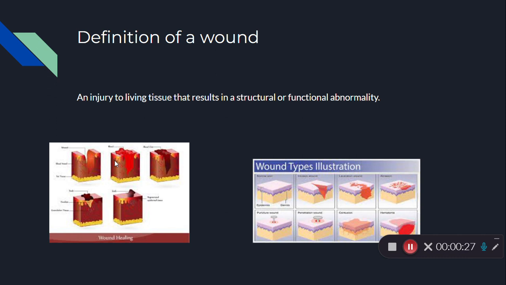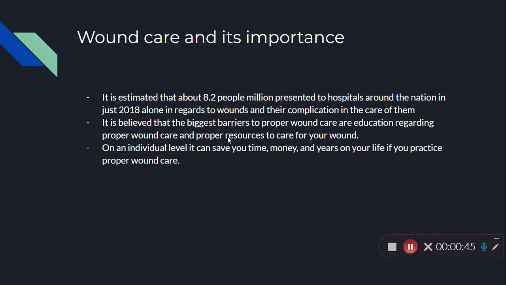Definition of a wound. A wound is an injury to a living tissue that results in a structural or functional abnormality. Below here are illustrations of a wound to avoid the more grotesque, realistic images, but as you can see here, they come in all shapes, sizes, and morphologies, but the care and principles of them are largely the same.